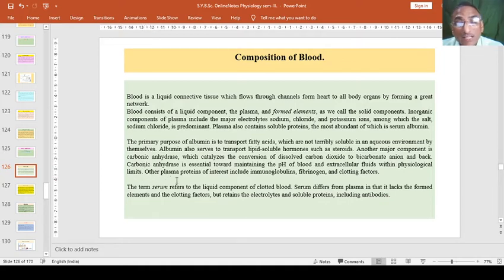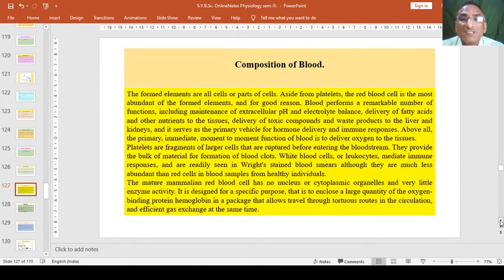Plasma proteins of interest include immunoglobulins, fibrinogen and some clotting factors. So this is about the blood plasma and formed elements. Serum is also a liquid which consists of some clotting materials like fibrinogens, clotting factors, some electrolytes, proteins, and also some antibodies. We have already studied this in our previous lecture.